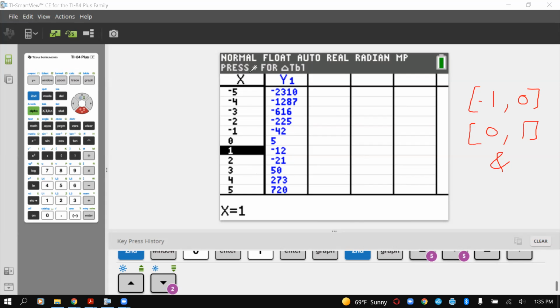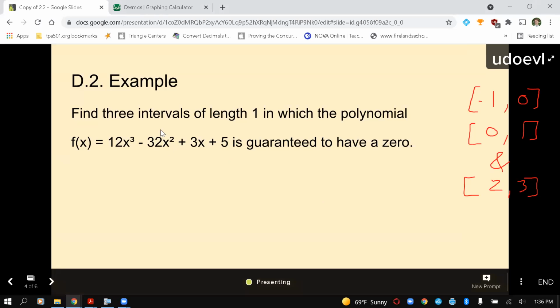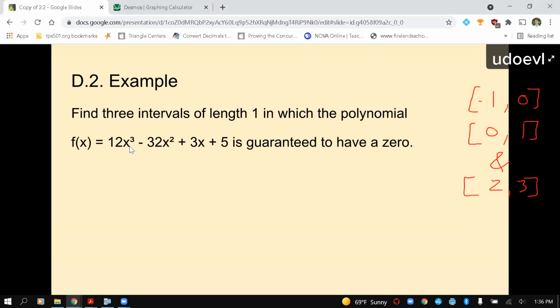Does everyone see where it's at? 2 to 3. Between 2 and 3, there has to be one more zero, because you pass from -21 up to 50. And again, it's impossible to get from -21 up to 50 without passing through the x-axis, without passing through 0. So those are 3 intervals in which there is a guaranteed solution.